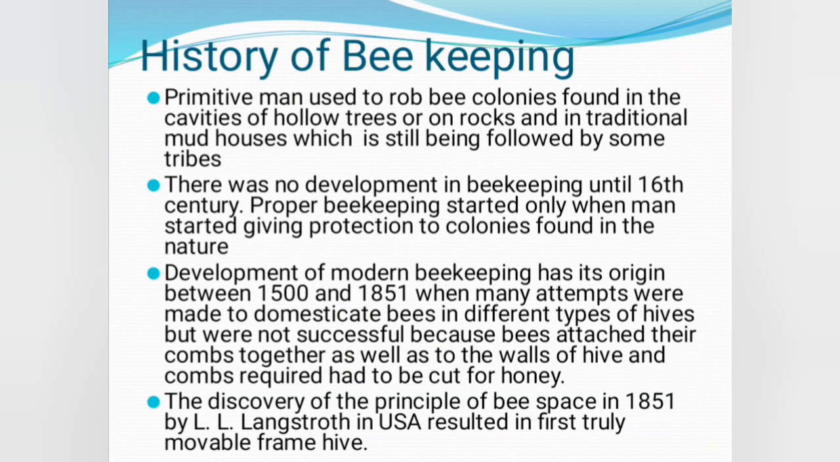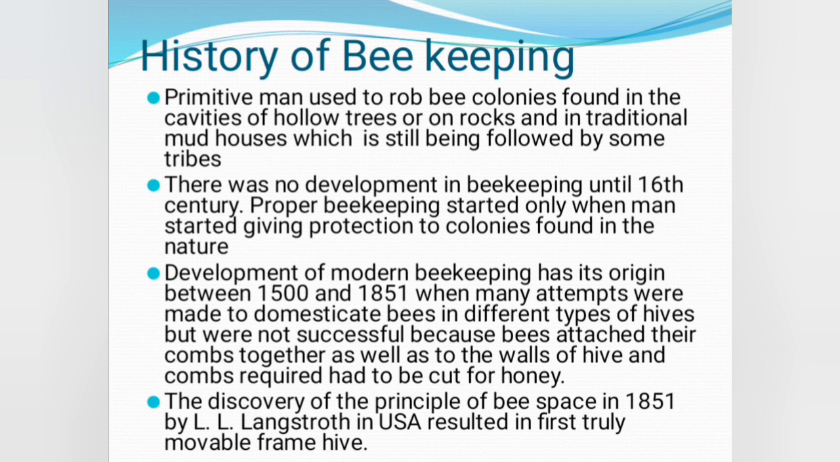Let us know about the history of beekeeping. Primitive man used to rob bee colonies found in the cavities of hollow trees or on rocks, and in traditional mud houses, which is still being followed by some of the tribes. There was no development in beekeeping until the 16th century. Proper beekeeping started only when man started giving protection to colonies found in nature.